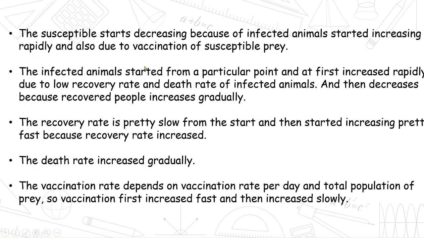The susceptible starts decreasing because infected animals start increasing rapidly, and also due to vaccination of susceptible prey. The infected animals started from a particular point and at first increased rapidly due to a low recovery rate and decreased death rate of infected animals, and then decreases because recovered animals increase gradually. The recovery rate is pretty slow from the start and then started increasing pretty fast because the recovery rate increased.